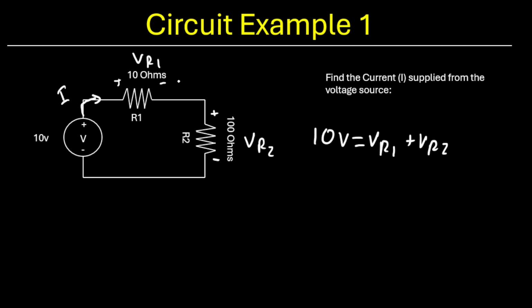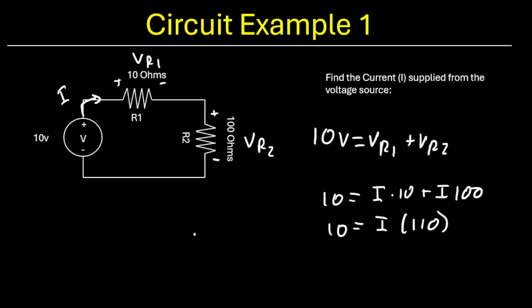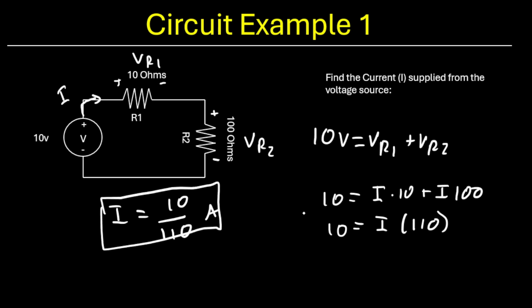And we know R1 is 10 ohms, and R2 is 100 ohms. So we can take I times 10 plus I times 100 equals 10. Factor out an I, get 110I equals 10. Therefore, I equals 10 over 110 amps. All right, that's that one.